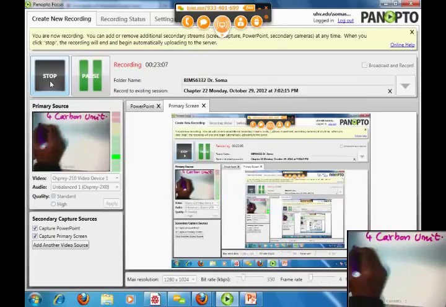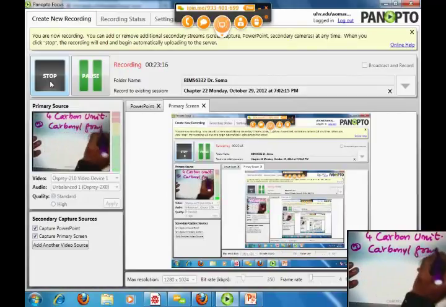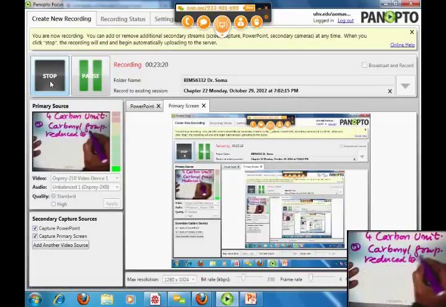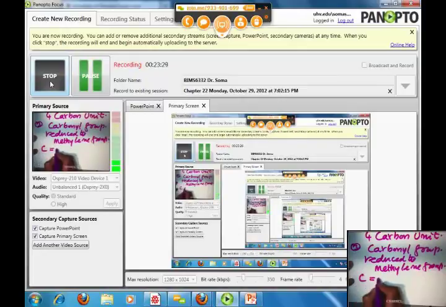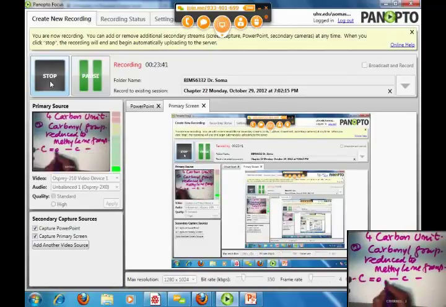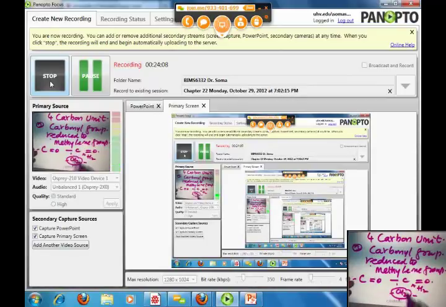Now the third step. The carbonyl group is reduced to methylene group. Meaning, C double bond O, the carbonyl group, or the keto group. The CO group which is present at the end will be reduced with hydrogen. Reduction means you're adding hydrogen to it. Then this carbonyl unit will become CH2. CH2 we call the methylene group. So the carbonyl group becomes a methylene group, by addition of hydrogen.